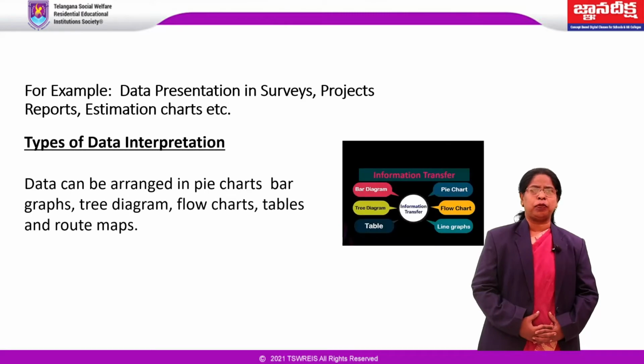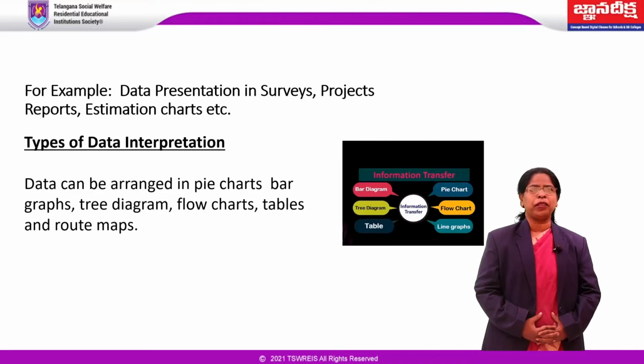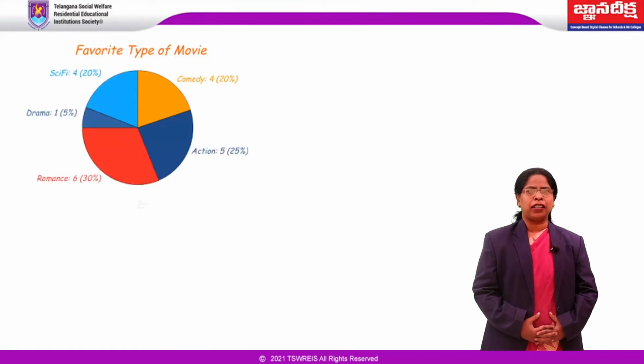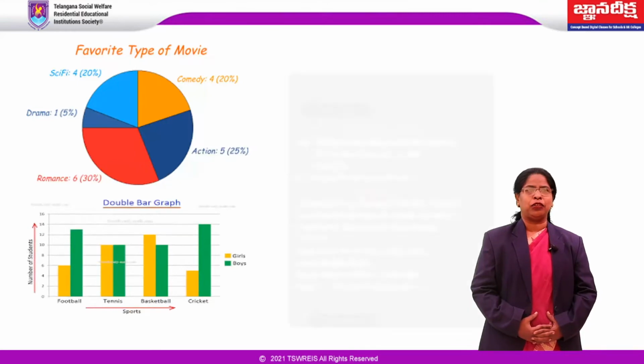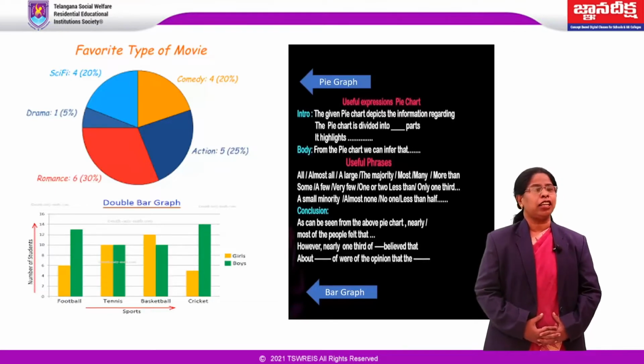The types of data interpretation can be arranged in pie chart, bar graph, tree diagram, flow chart, tables, and route map. Let's observe the diagrams. What you can see over here, the first picture itself speaks about a circular form, that is the pie chart. You can look at it in different segments in a circular form with different colors and the percentages. When you look at the picture itself, you try to understand what it's telling us.